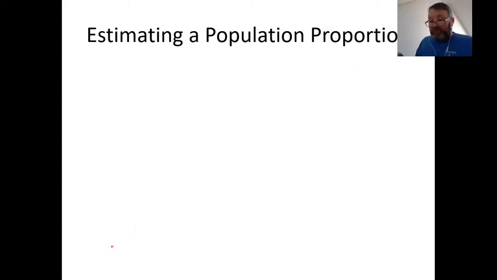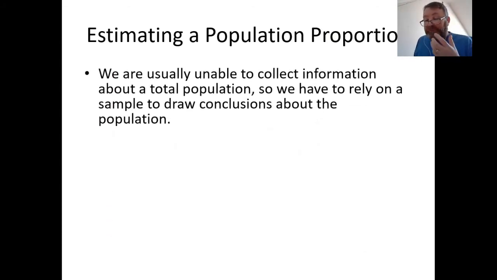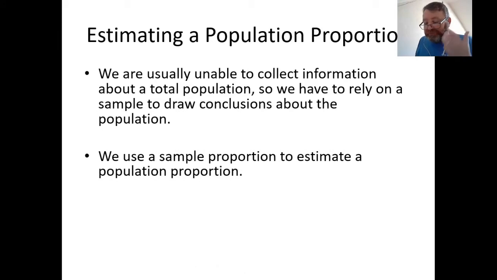Okay, so let's have a look at what the slides say. We usually are unable to collect information about a population. We know that, so we have to rely on samples. We use a sample proportion to estimate the population proportion. So in other words, we use a fraction of the sample to help us to estimate the fraction of the population. Okay, if a quarter of the sample like ice cream, well then maybe a quarter of the population will like ice cream as well. Or I might say, well, with 95% confidence, it's between these two fractions that the population proportion actually lies.